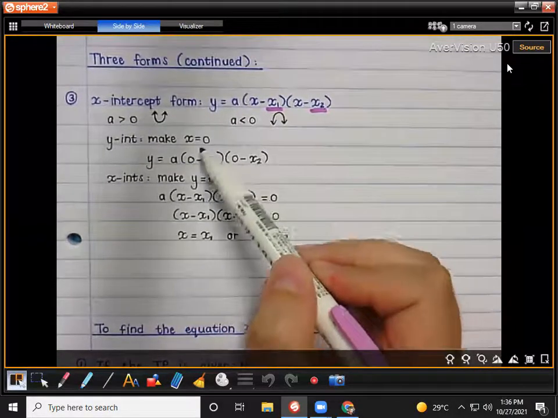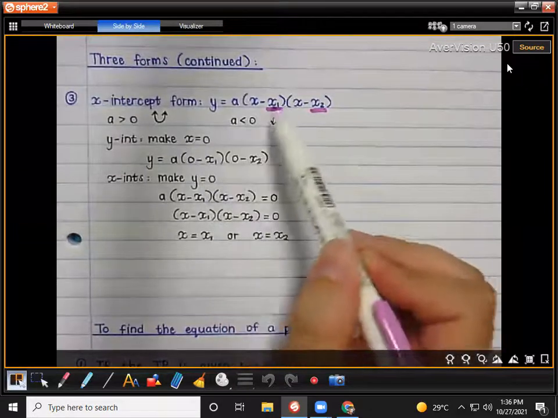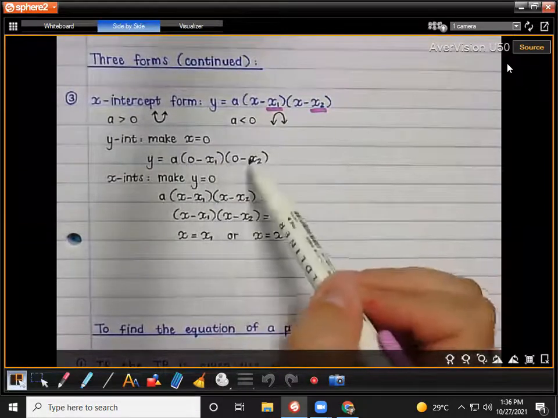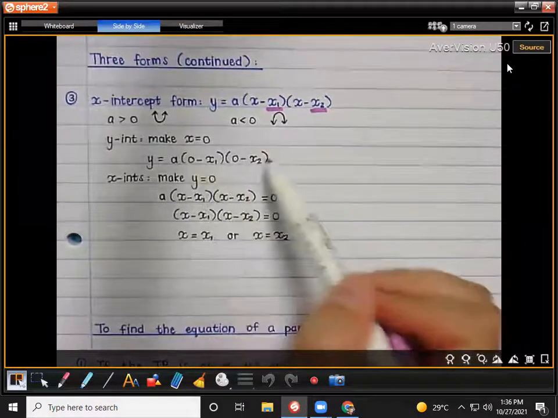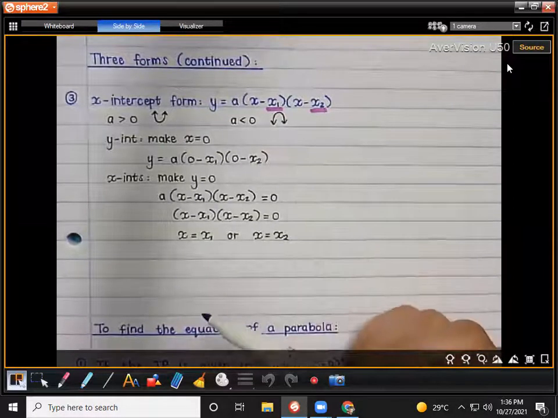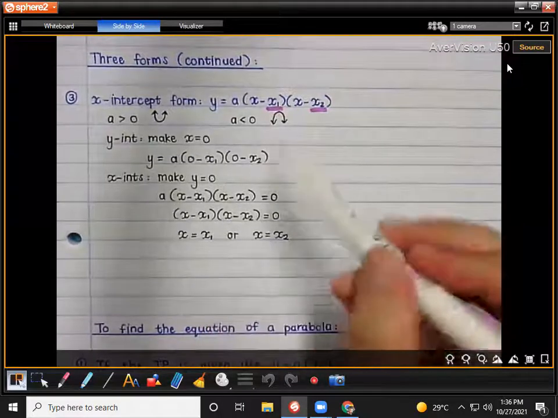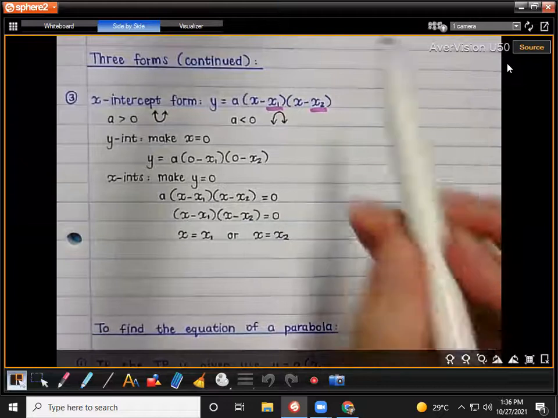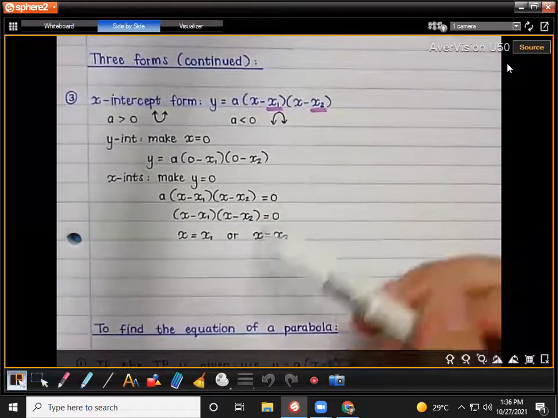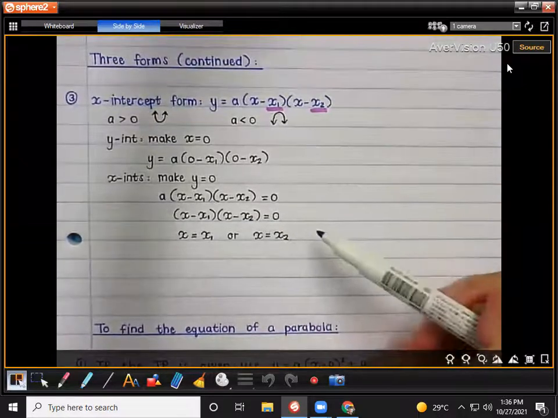So to find the y-intercept, just like any other graph, you make x equal to 0. Obviously a and these values will be numbers, so you'll sub that in and you'll get your y-intercept. And for the x-intercept, you don't have to do this calculation. I just wrote it here so that you can see that x1 and x2 will in fact be your x-intercepts.